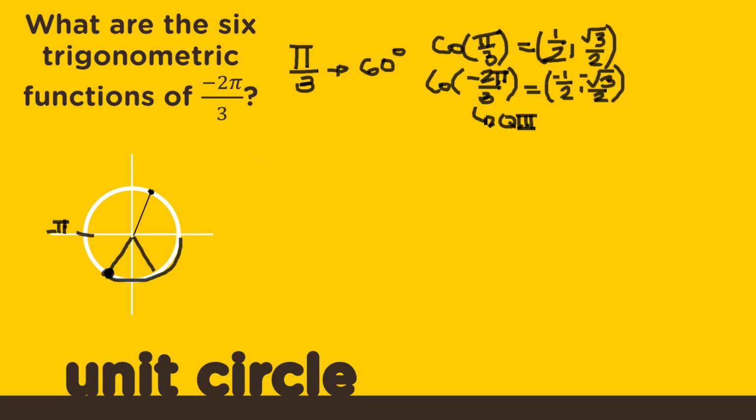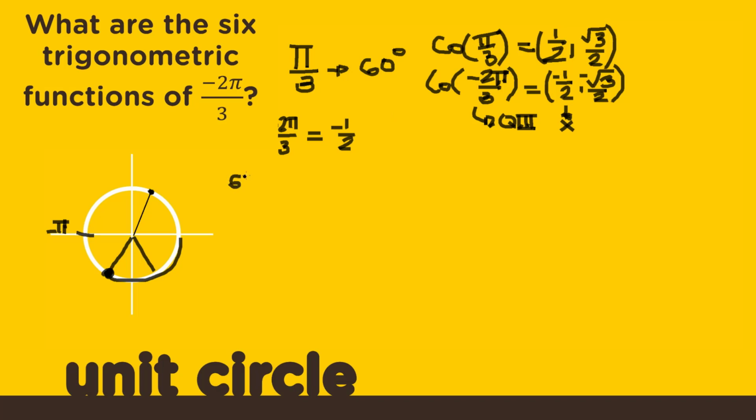Let's start with the cosine. Cosine of negative 2 pi over 3. The cosine of negative 2 pi over 3 is actually the x value of our coordinate. In short, the cosine of negative 2 pi thirds is negative 1/2. That's very important for us to have the correct combination of x and y for our point, in order for us to solve for our cosine.